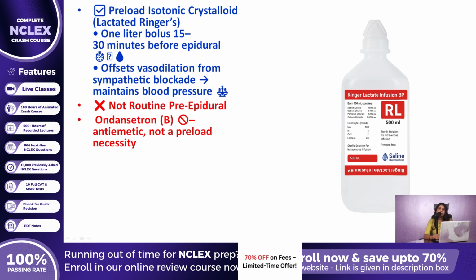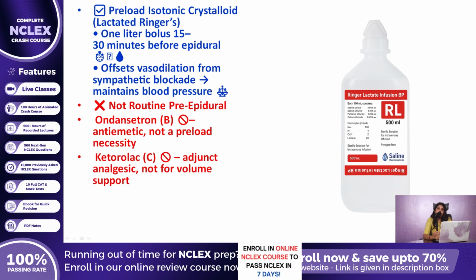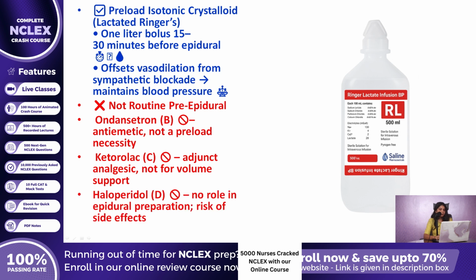Ondansetron, option B, may relieve nausea after neuraxial anesthesia but is not given routinely before every epidural. Ketorolac, option C, is useful for multimodal pain management but not immediately before catheter placement. And haloperidol, option D, has no role in epidural preparation and could introduce unnecessary side effects.